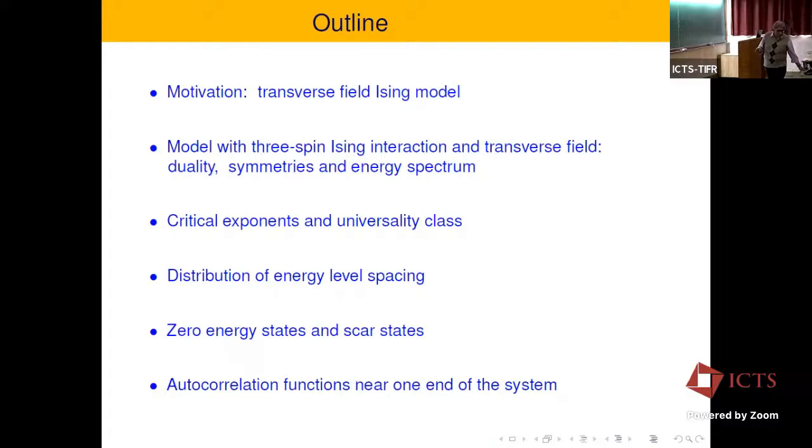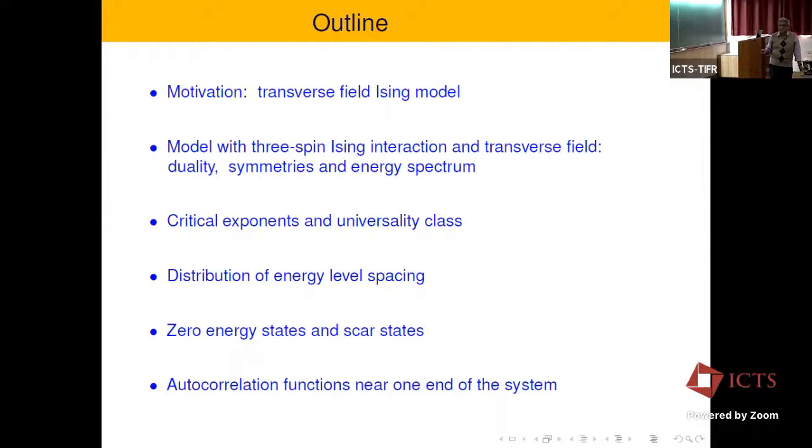It also has a duality, like the transverse field Ising model. And so I'll tell you about the symmetries of the model and the energy spectrum. And then we went to a lot of effort to find the critical exponents at the self-dual point and the universality class. And it's a long story. Then I'll tell you about the distribution of energy level spacing, which basically suggests that the model is not integrable. And then we find that the system has an exponentially large number of zero energy states.